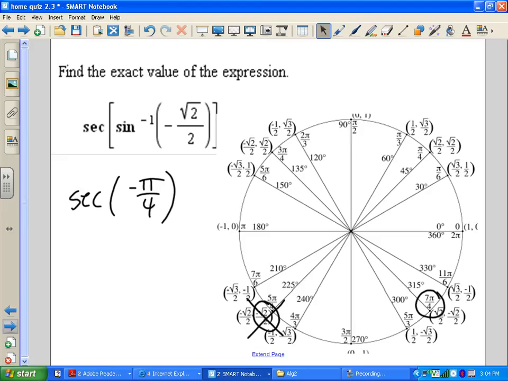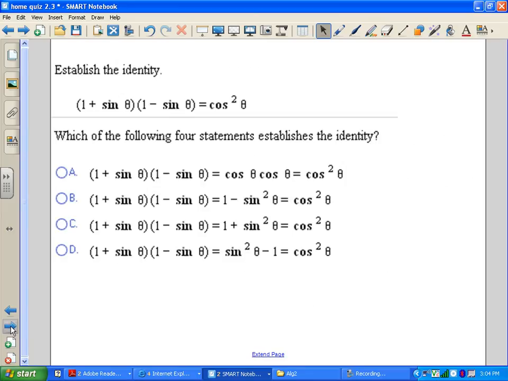Secant would be the reciprocal of cosine. Notice the cosine there is square root of 2 over 2, so the secant would be 2 over square root of 2. We'd rationalize it. We get 2 square roots of 2 over 2, and the 2's cancel. So it's just square root of 2. All right, and this next one's pretty simple. I don't think we need to go over this one.